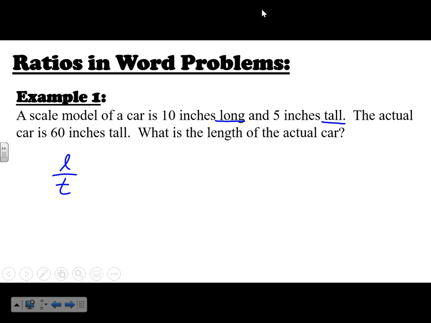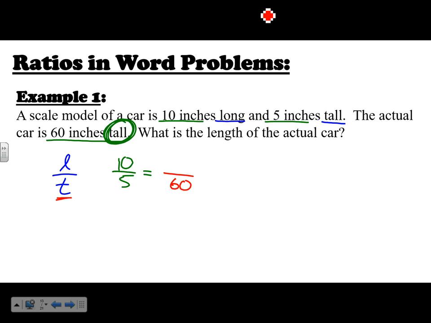So now when I do the fraction for this, it's 10 over 5 because I put my length on top, 10 over 5. Then it says the actual car is 60 inches tall. Now this is talking about tall, so that's got to go on the bottom where we put my tall. It says what's the length of the car? So I don't know what the length is. You can use X, you can use L, whatever you want to do. Once you have this, now we cross multiply.